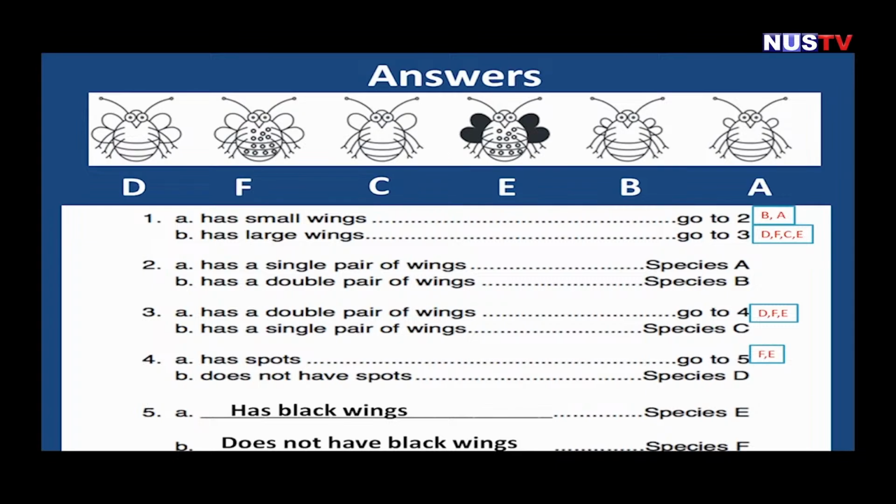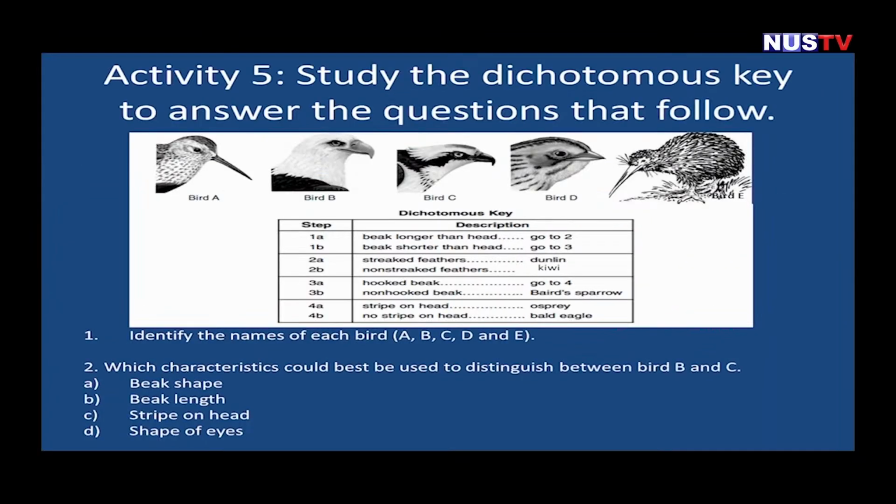If you look at the picture carefully, you're going to look at the physical characteristics that set apart F and E. So they both have 2 wings. They both have spots. The main difference that you can observe are the wings. Has black wings, so that refers to species E. Does not have black wings, that is F. And those are the answers to our second dichotomous key. So let's look at our next dichotomous key.